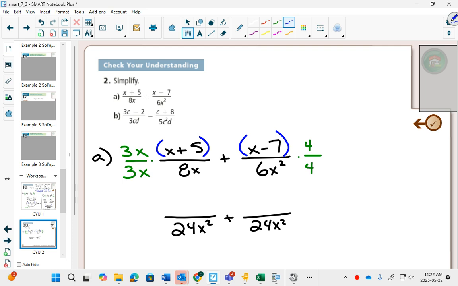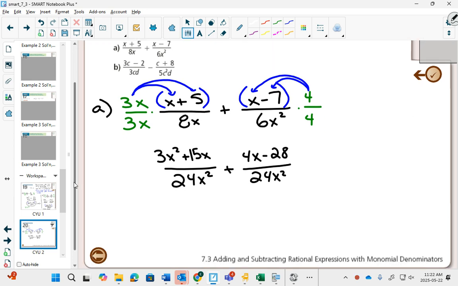This is also important here because when you multiply by 3x, the 3x is going to multiply the x and the 3x is going to multiply the 5. The 4 is going to multiply the 7 and the 4 is going to multiply the x. So we have to distribute here, which will give me in my first fraction 3x squared plus 15x. And in my second fraction, 4x minus 28. And if you want, right, you can put brackets around these, so you don't get tempted to cancel things out.